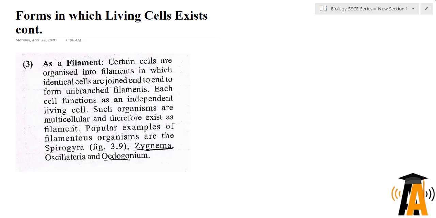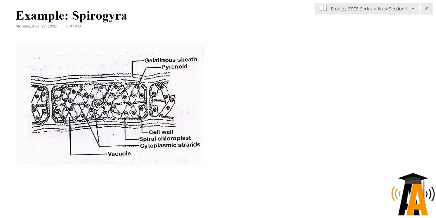Oedogonium, you have it here. Please watch the spelling. Then we have Oscillatoria. You have them here. So these are examples. Let's just take a look at a diagram. Now, this is an example of Spirogyra that exists in the form of a filament.